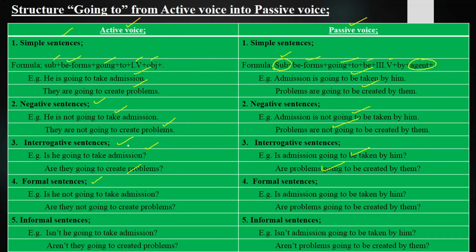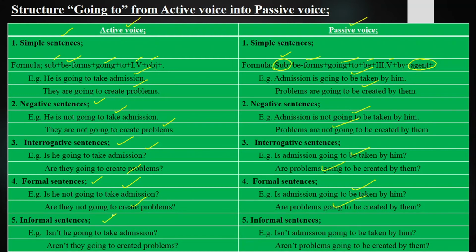Formal sentences are those sentences in which we ask a question and deny the statement. We ask them in a formal, respectful, polite way. We use it with our elders, with our seniors, and with those you are not close with. Is he not going to take admission? Is admission not going to be taken by him? Are they not going to create problems? Are problems not going to be created by them?